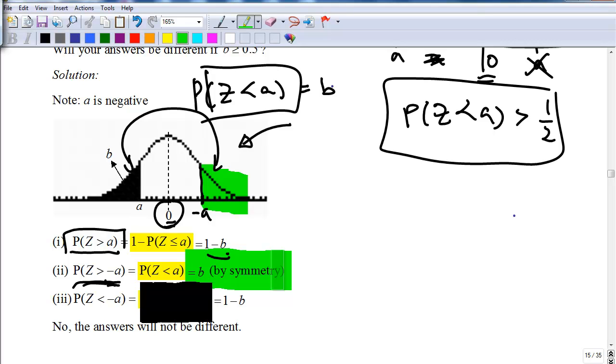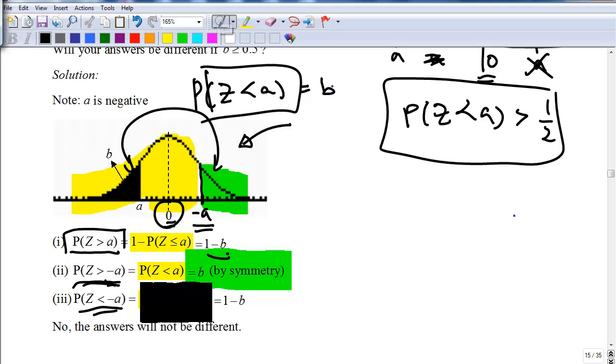Okay? We look at the last one. Now for part 3, you want to find probability z less than minus a. So again, I will do this. I will look for minus a first, which is here. Then I'm looking for z less than minus a. In other words, I'm looking for this part, the part that is highlighted in yellow. You want to find the area under the curve for the part that's highlighted in yellow.